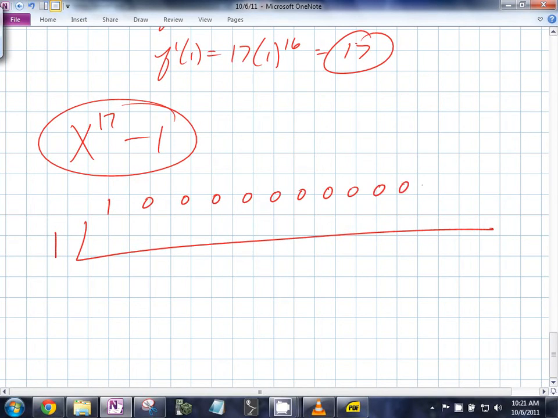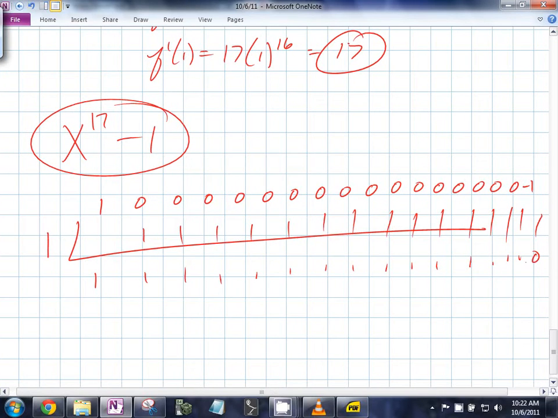Ready? 1, 1, 1, and so on, and it should go 1 and then 0. Now the thing is, how many of these should there be? There should be 16 of them, right? And then it'll cancel and you're left with a polynomial with all 1.